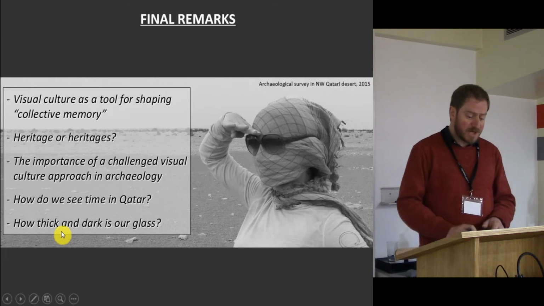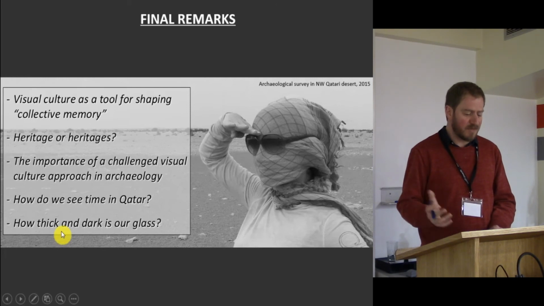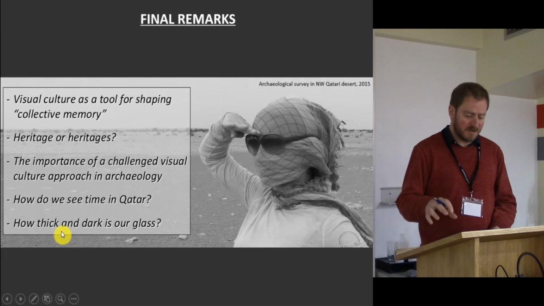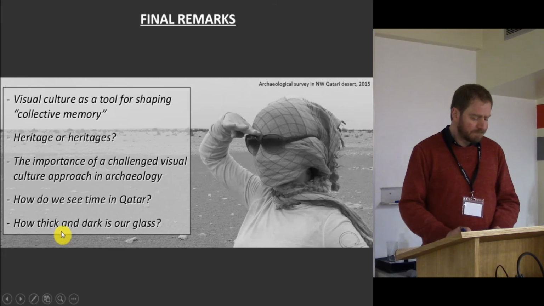So to return to the theme of this session, how to see time. In the context of Qatar, we can see how time and visual culture are entwined and both mediated through the lens of political forces and external pressures resulting from the influx of people since the 1960s. When we look at Qatari visual culture, we see a combination of historic, imagined and transformed motifs, all reflected through the lens of contemporary politics.